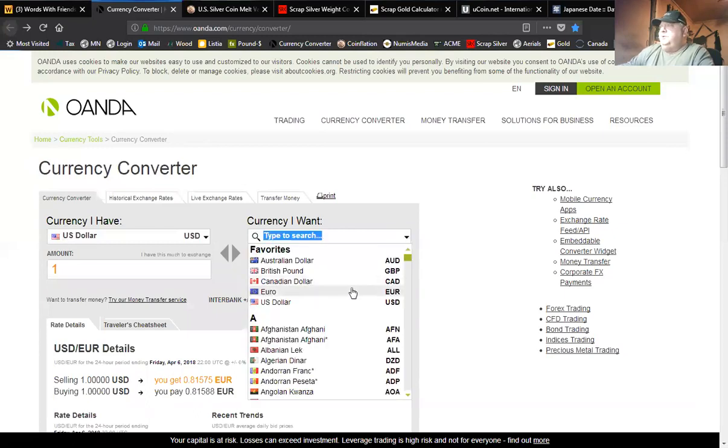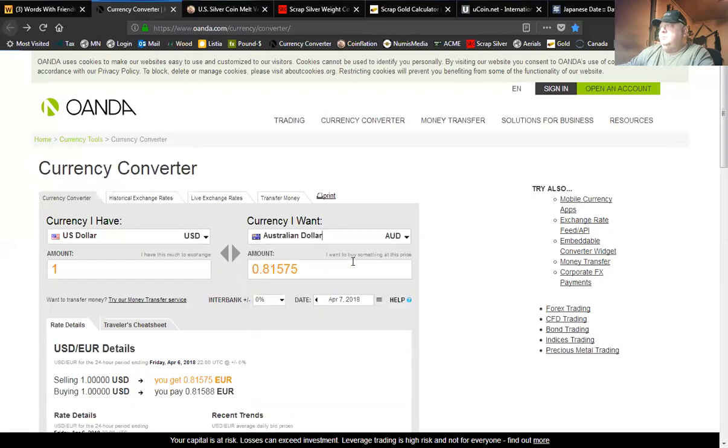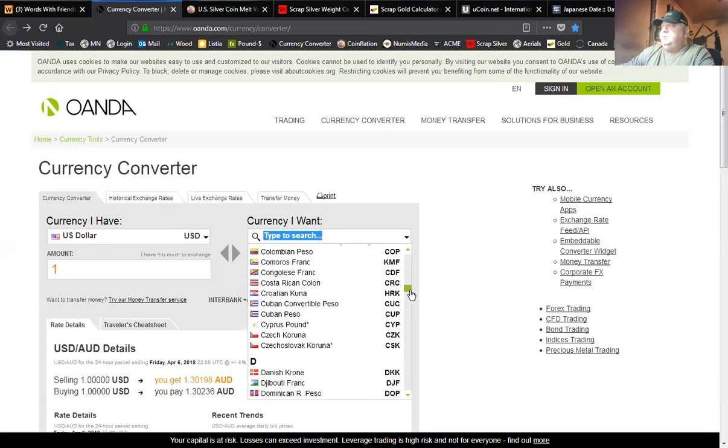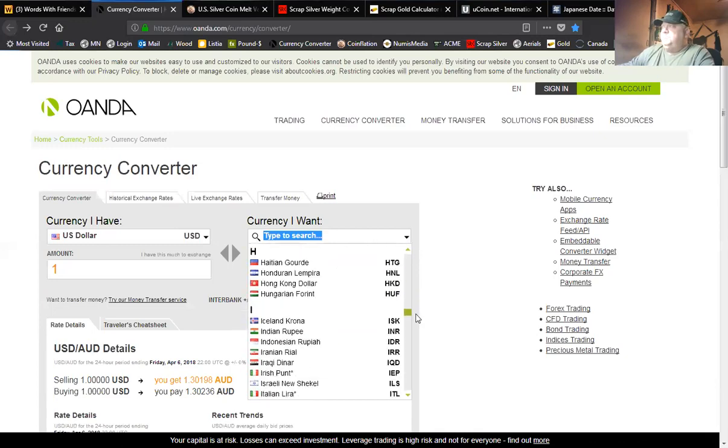We'll go back to Australia, see what happened. Okay, yeah. Our dollar's worth $1.30 in Australia. Which isn't too shabby. It's close to Canada, but the British pound and the euro are worth more money than the U.S. dollar. And then you've got all these other different countries, different banks.